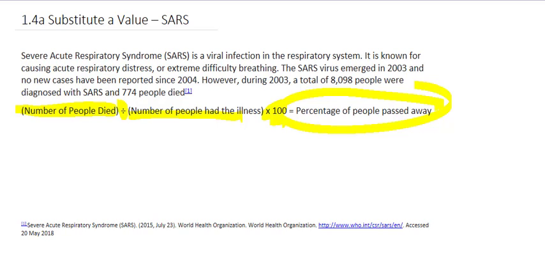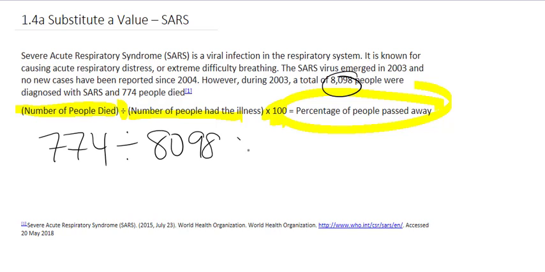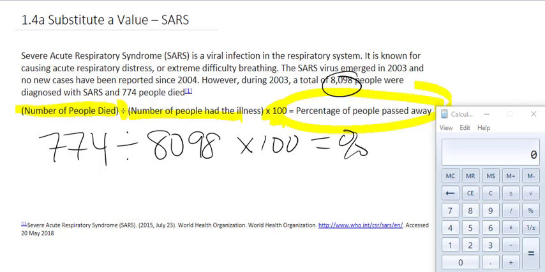So, let's fill this in. We have 774 people divided by the number of people who had the illness, which is 8,098, times 100 equals the percentage. So, to use this, let's use a calculator. So, we have 774 divided by 8,098 is equal to 0.095579, and it continues. So let's just round to that second 5.